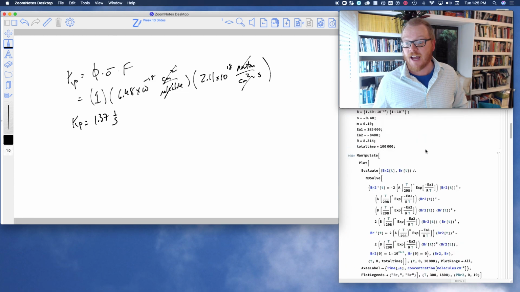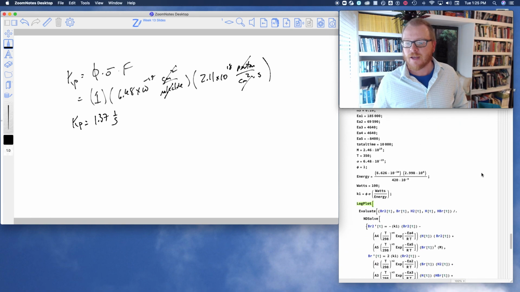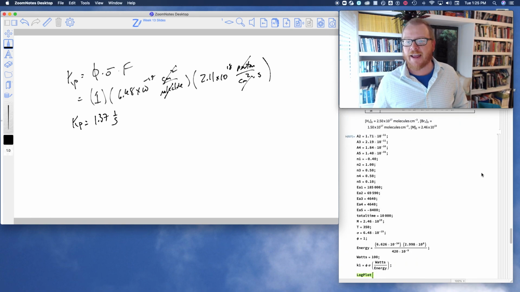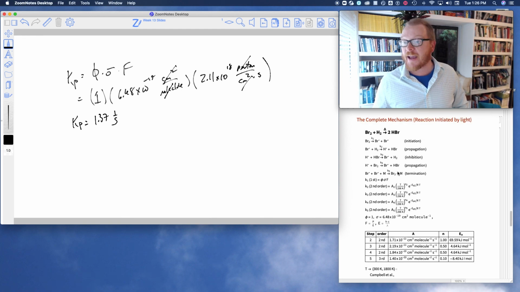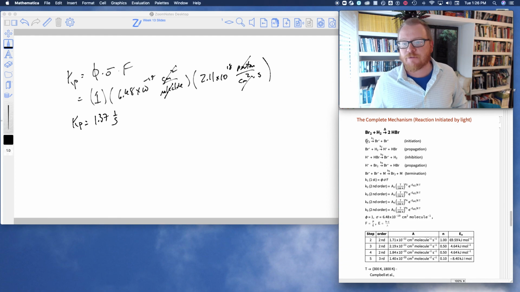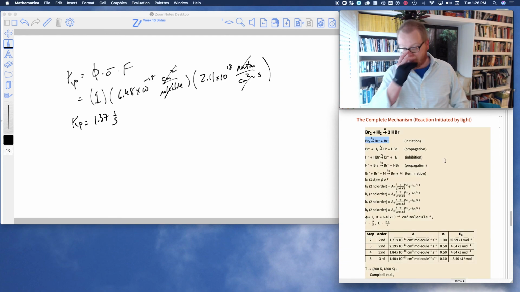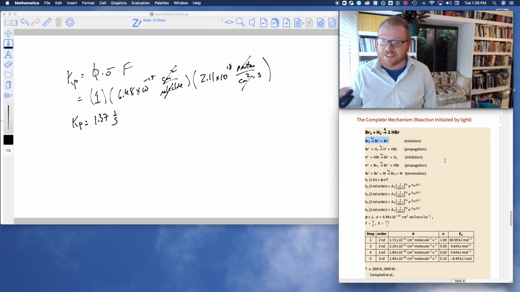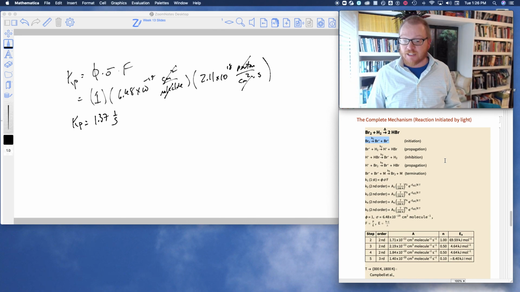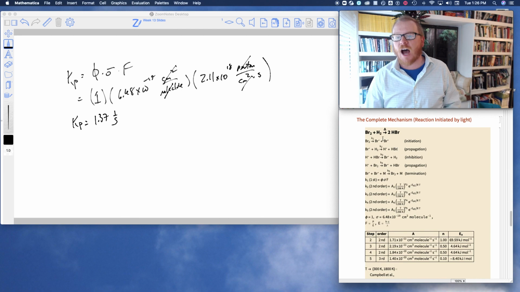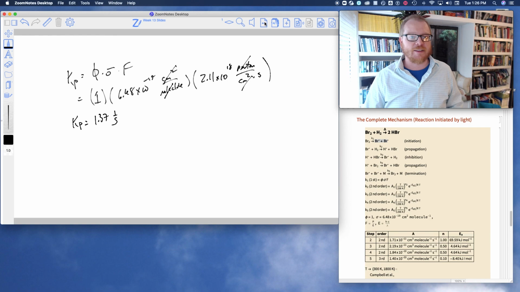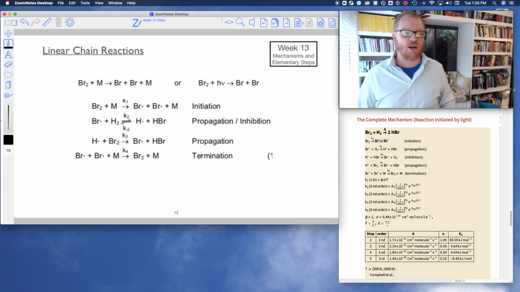So I've still got this hydrogen-bromine reaction, right? But now I added in a photochemistry model. Okay? And so here it is. The mechanism is very similar. However, in that very first step, there's no bromine plus M, right, to make the collision happen. It's just bromine absorbs a photon, and that photon directly leads to the production of bromine radicals. Yes, here we go, right?